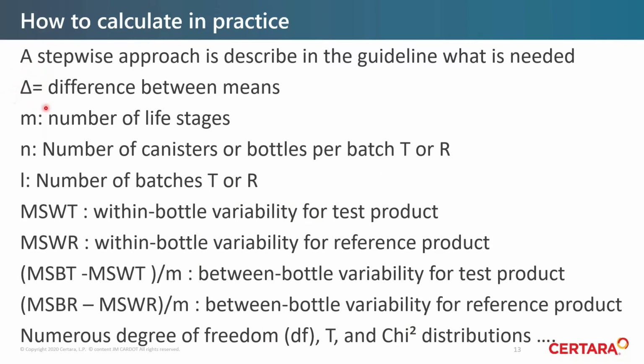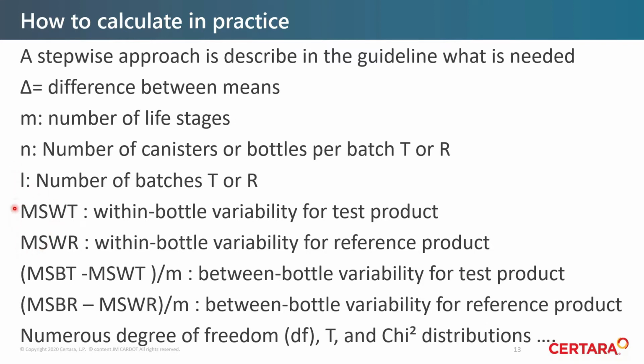The first one, which is delta, is the difference between the two means, the mean of the test and reference. Why do we have a difference? Because we have a log transformation. And you know that log of T minus log of R is the log of T divided by R, it's a ratio. We have m, which is the number of life stages, that means beginning, middle, and end of the life stage. Then we have n, which is the number of vials, bottles, or canisters per batch, for test or reference. L is the number of batches, test or reference.